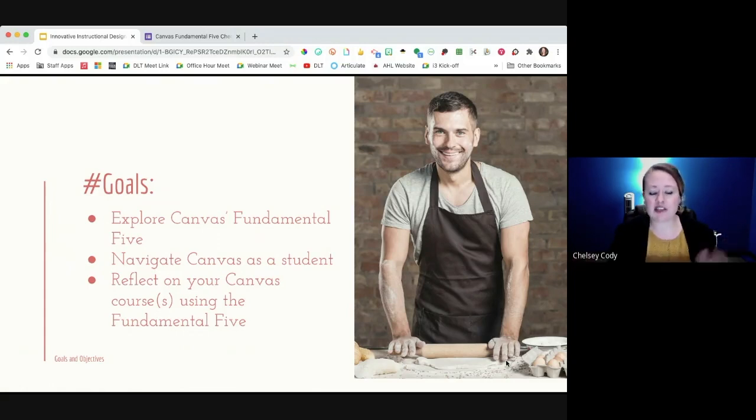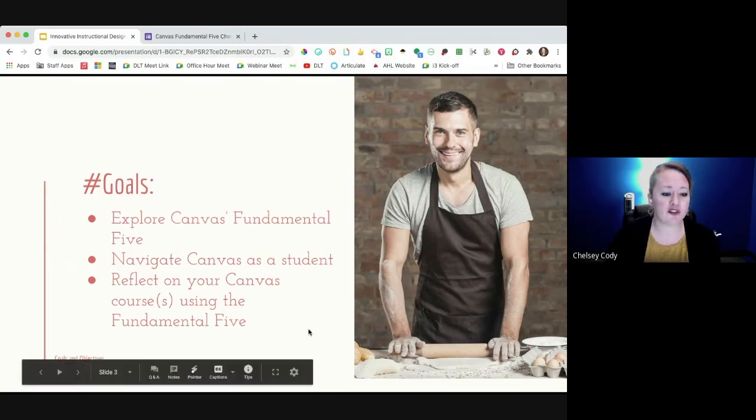We're going to navigate Canvas as a student, which all of you, because you're I3s, you're already in this course and you are navigating it as a student. It's more than just looking at the curriculum. It is actually submitting assignments, moving through, learning, and then responding back and forth with your peers and teachers. So you are already acting as a student, but this is just another opportunity for you to look at some demo courses as a student. And then finally, just like I said, we're going to reflect on our own Canvas course or courses using the Fundamental 5. See if there's things that we're doing great. See if there are things that we could improve.